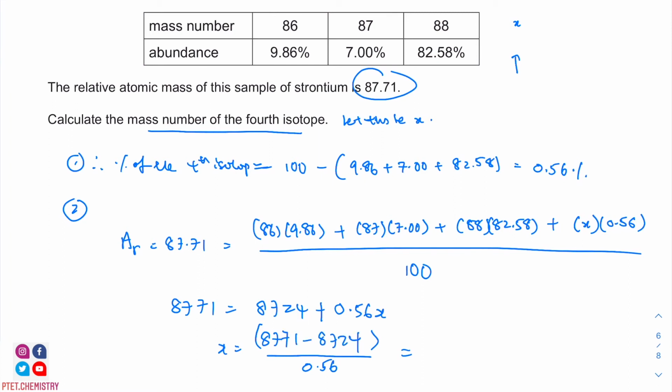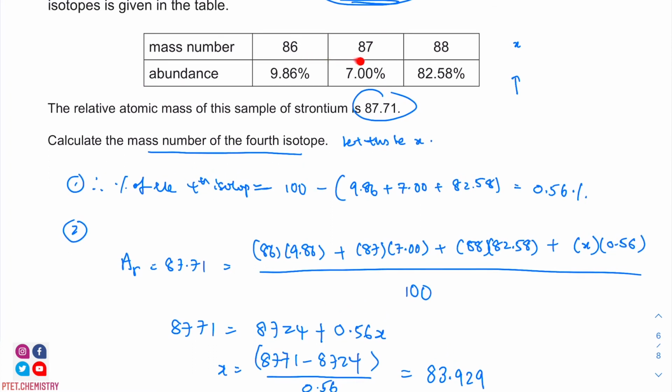So you see, it's very easy to make mistakes here and there, yeah? So you move that to the other side because that's positive already. So 8771 minus 8724, divided by 0.56. And I got 83.929. And if you leave your answer as such, you will be in big trouble.